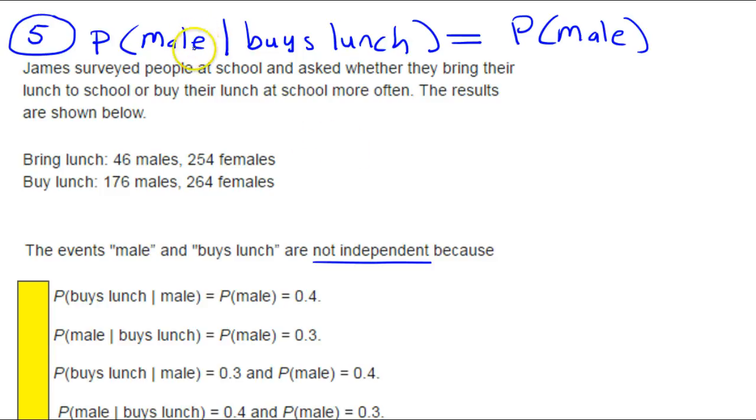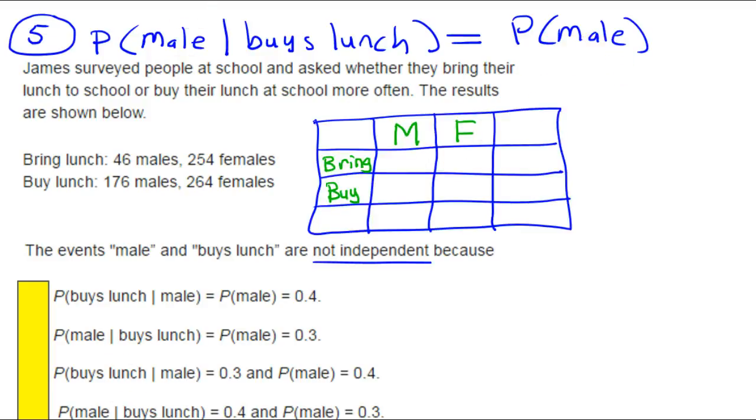So first, let's find the probability of male. Now I think it would be helpful just to go ahead and make a chart. People that bring their lunch, we have 46 males and 254 females. People that buy their lunch, we have 176 males and 264 females.